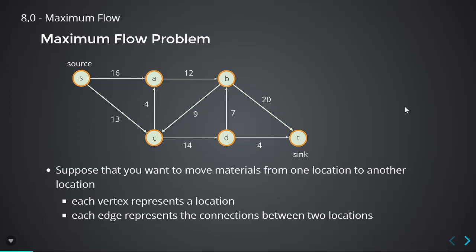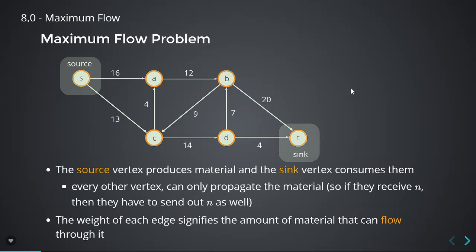The problem that we're going to be doing today is called the maximum flow problem. And the description is actually quite simple. Suppose you want to move materials from one location to another location. So each one of these vertices represents a location, and each one of these edges tells you that there's a connection between the two vertices. And we want to move goods or materials from the source vertex to the sink vertex. So the source vertex produces the goods or the material, and the sink vertex consumes them.